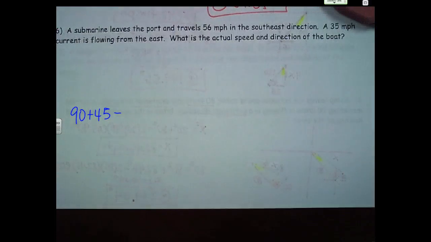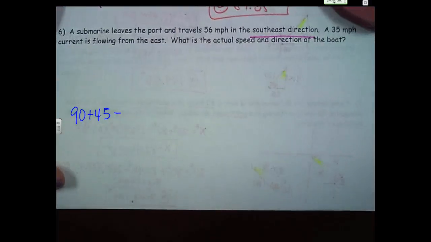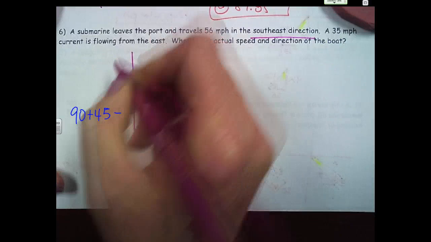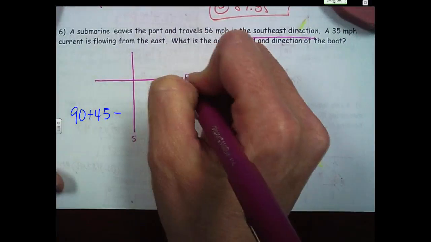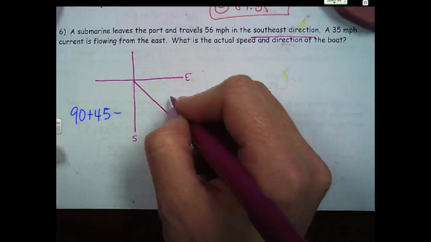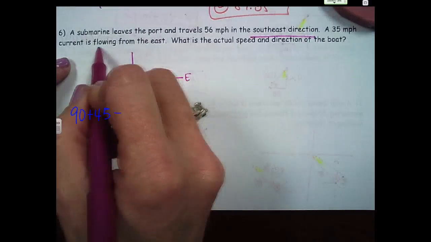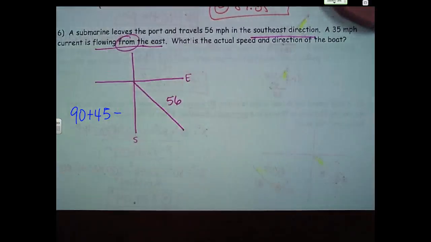Now, it says that the submarine leaves the port and travels 56 miles per hour in the southeast direction. So if we're going to travel southeast, okay, this is south and this is east. So here's the direction you're traveling right now. And it tells us that's 56. Then it says we're going to take 35 miles an hour. There's a current flowing from the east. If I'm flowing from the east, which direction am I actually going?